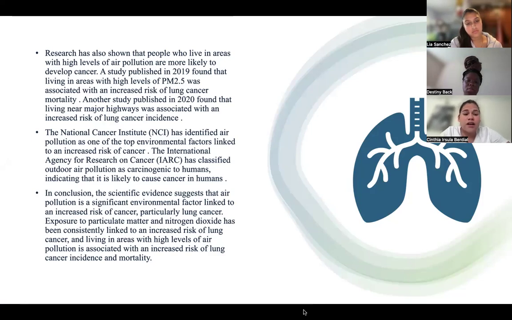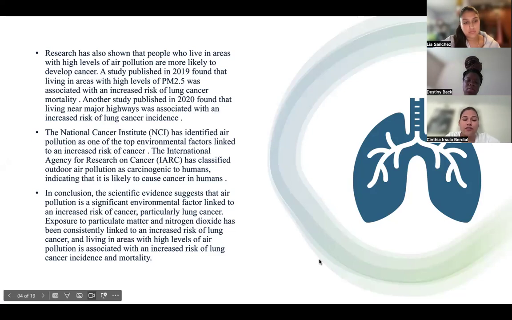In conclusion, the scientific evidence suggests that air pollution is a significant environmental factor linked to an increased risk of cancer, particularly lung cancer. Exposure to particulate matter and nitrogen dioxide has been consistently linked to an increased risk of lung cancer, and living in areas with high levels of air pollution is associated with an increased risk of lung cancer incidence and mortality.